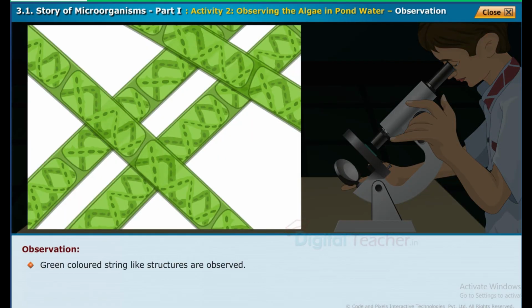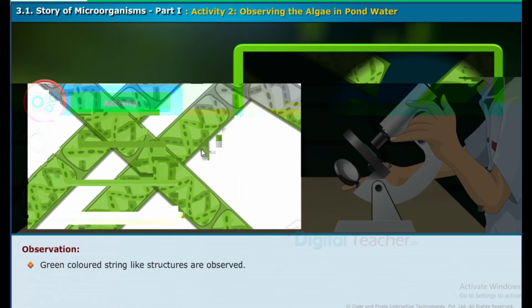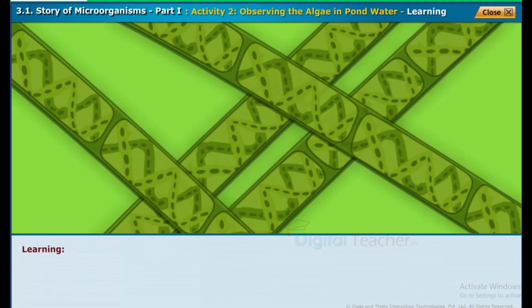Green-colored string-like structures are observed. The green-colored structures observed are called spirogyra.